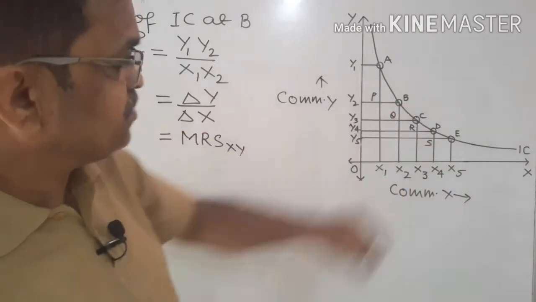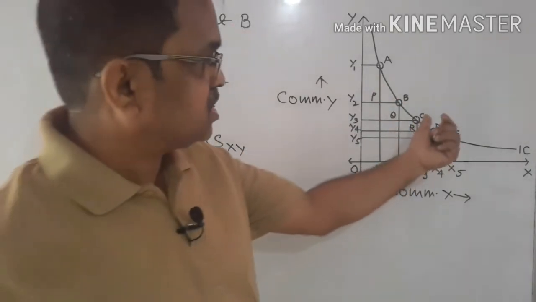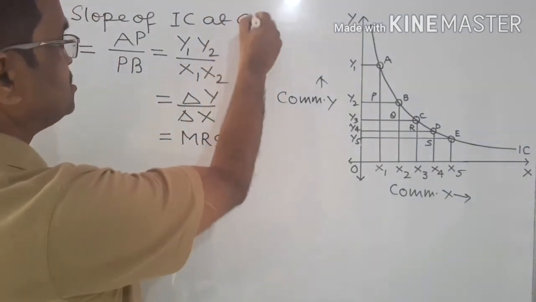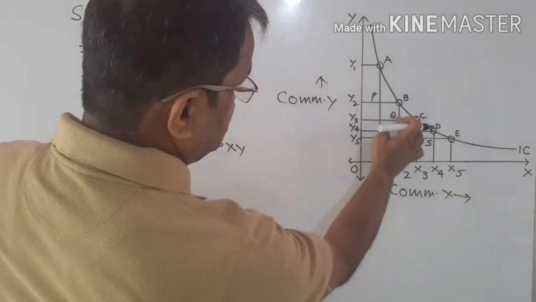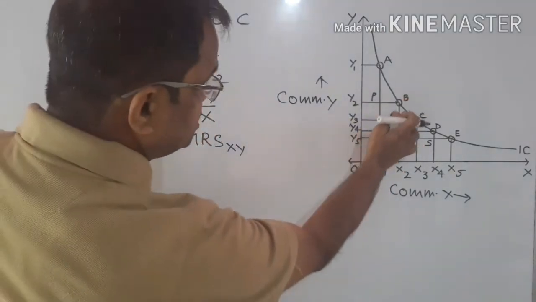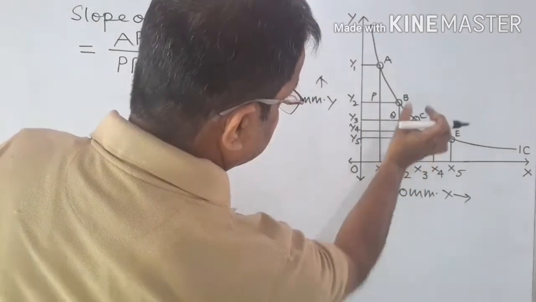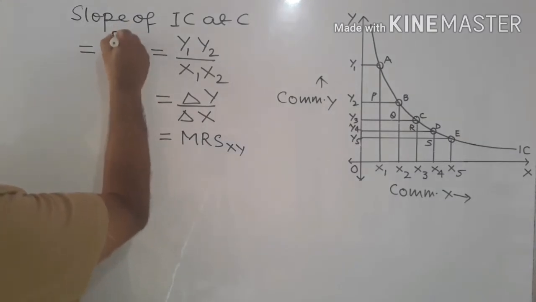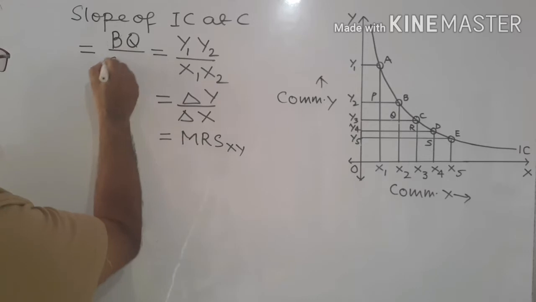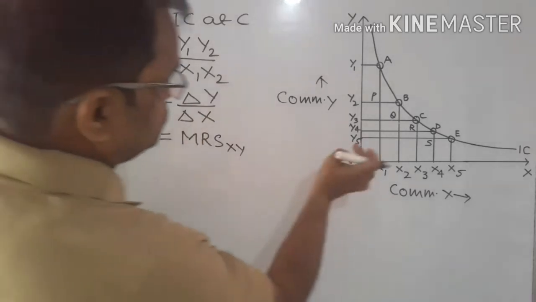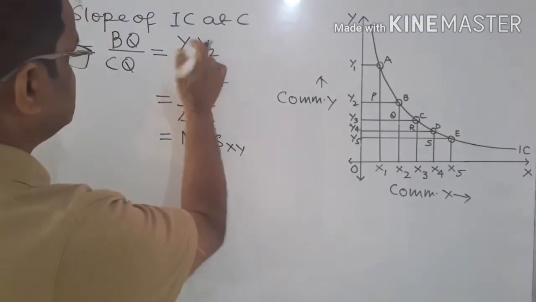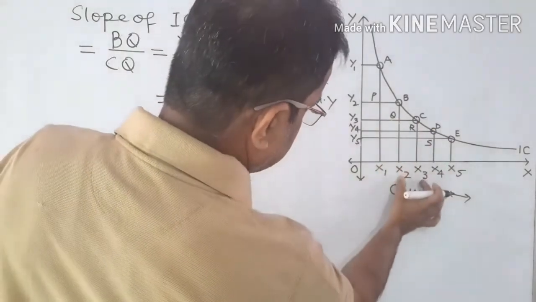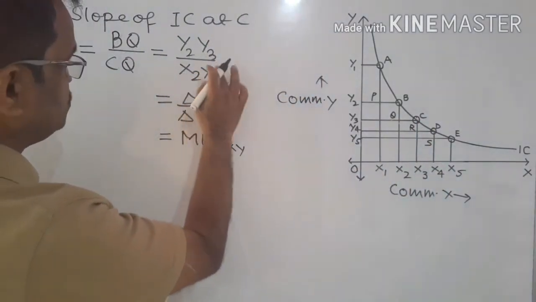Now suppose at C, we are to find out the slope of this indifference curve at C. So what is the slope at C? This is C. What is the change made on the y-axis? That is BQ. What is the change on the x-axis? That is CQ. So BQ divided by CQ. What is BQ? That is Y2, Y3. This is Y2 and this is Y3. And what is CQ? That is X2, X3. This is X2, X3.